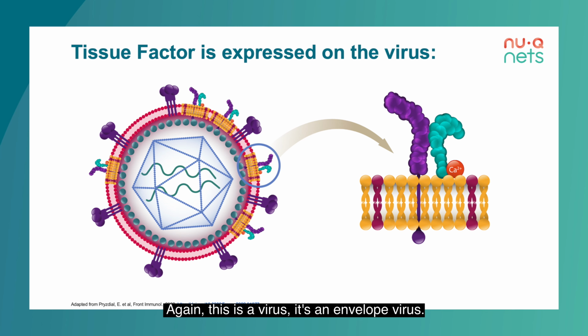Again, this is an envelope virus, and you can see a spike protein, or this purple blob is supposed to represent a spike protein, but it's actually also expressing tissue factor. So it can link to and activate your hemostatic systems. And that's a key advantage that it's using and manipulating.